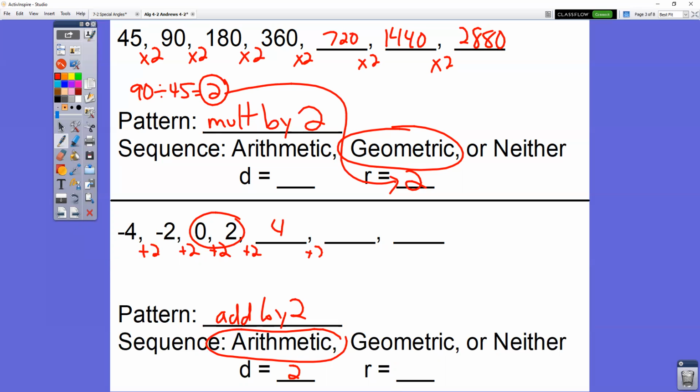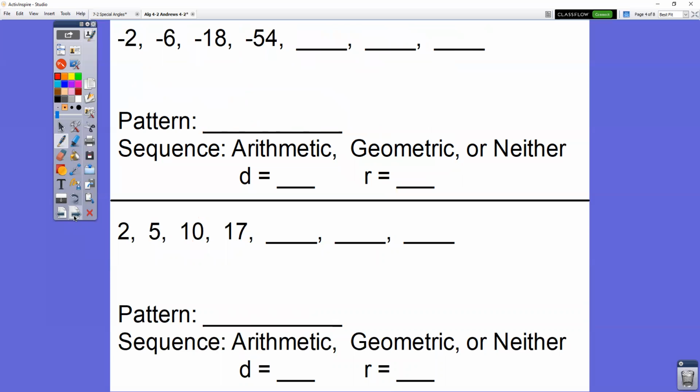So this is going to be 4. 4 plus 2 is 6. 6 plus 2 is 8. Take a look at the next one. In this next one, we have -2, -6, -18, -54.